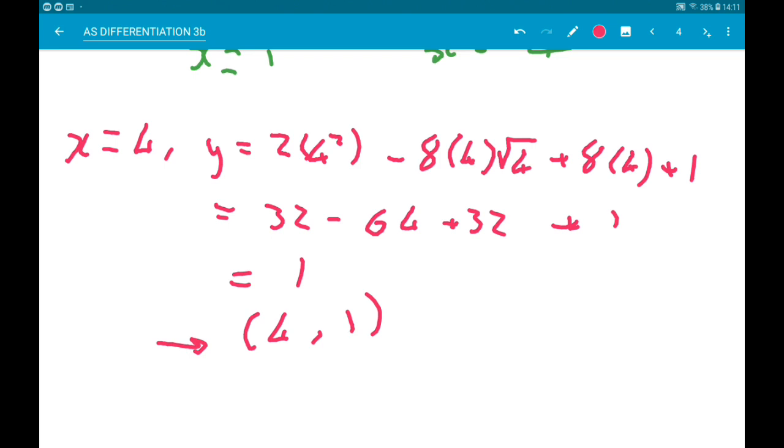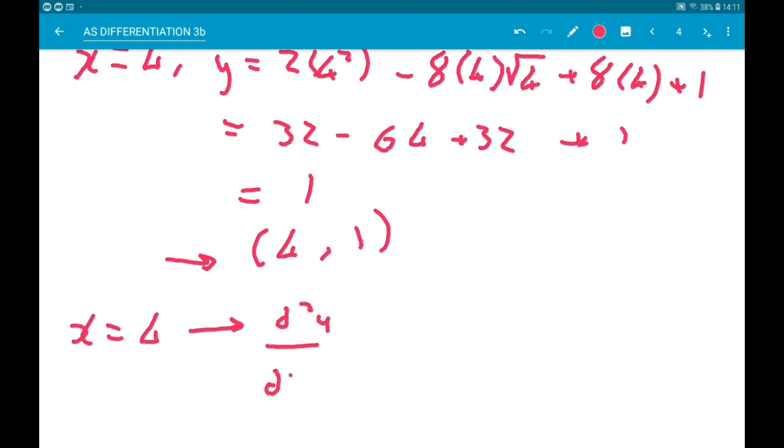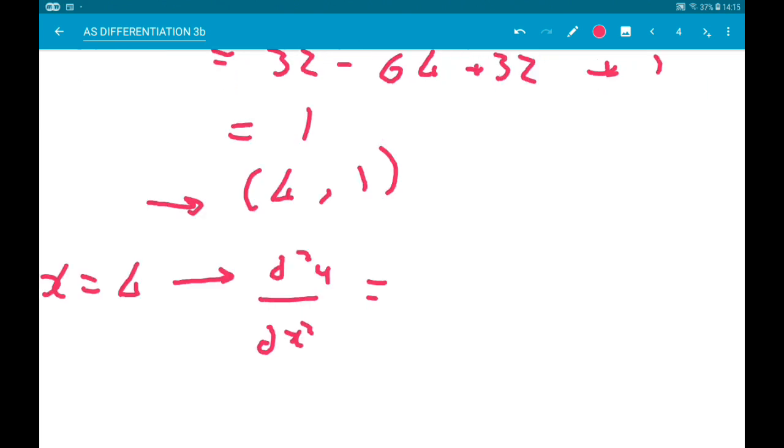Now we just need to classify its nature. So x equals 4 gives us second derivative of 4 minus 6 over root 4, so 6 over 2 is 3, so we have 4 minus 3, which gives us 1, which is greater than 0, so this guy is a minimum.